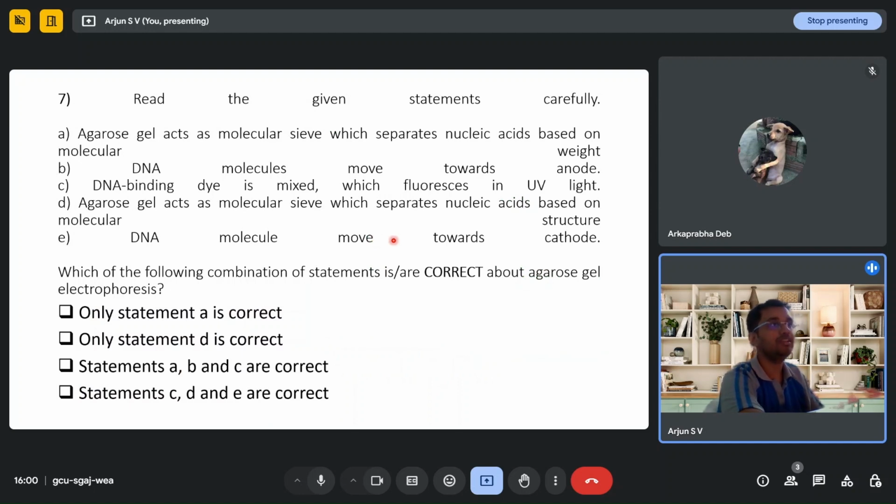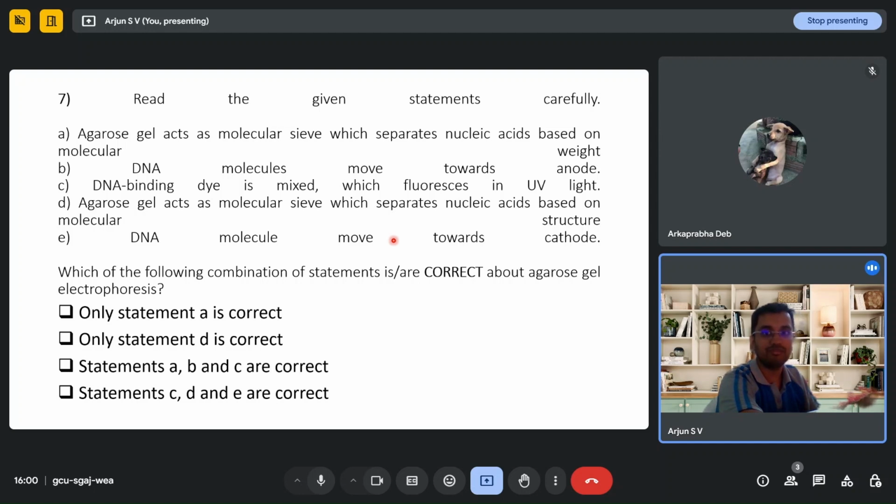So question number 7, read the given statements carefully. Agarose gel acts as a molecular sieve which separates nucleic acids based on molecular weight. DNA molecules move towards anode and DNA binding dye is mixed, which fluoresces in UV light. Agarose gel acts as molecular sieve which separates nucleic acids based on molecular structure, and DNA molecules move towards cathode. Which of the following statements, combination of statements, is or are correct about agarose gel electrophoresis?